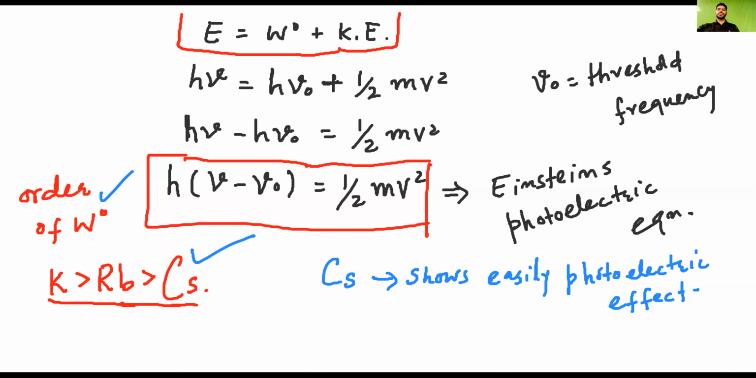So there is a little difference. This is the frequency here, and this is the energy here. So among these three metals, the one which will require minimum energy to show the photoelectric effect will definitely be cesium. Cesium shows the photoelectric effect easily, right? But potassium requires a lot of energy, so that means its work function is very high. Okay, let's move ahead then.